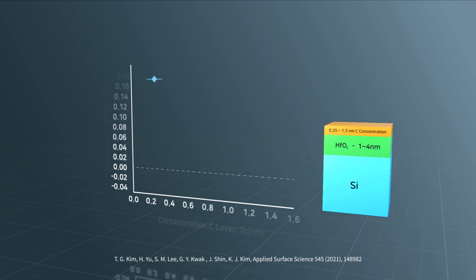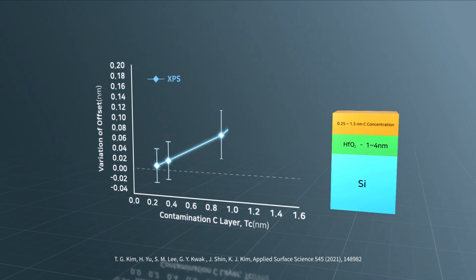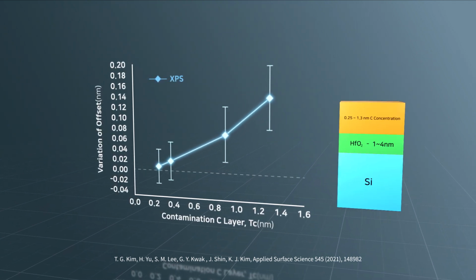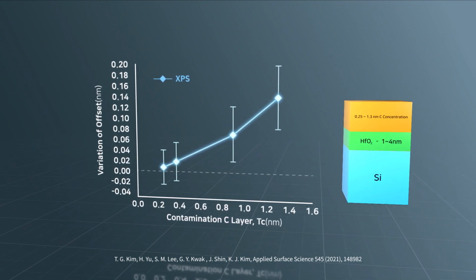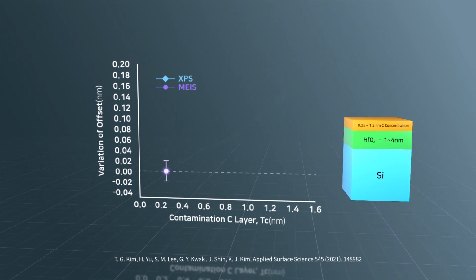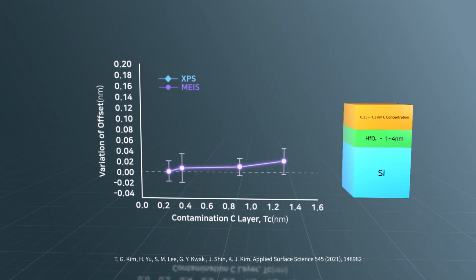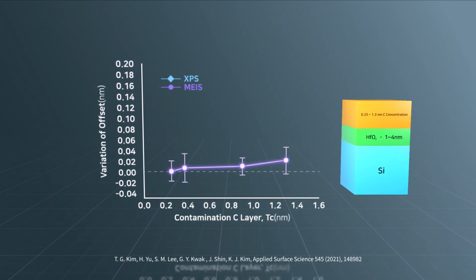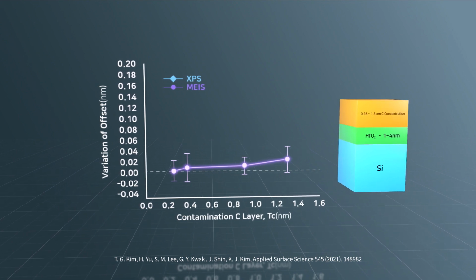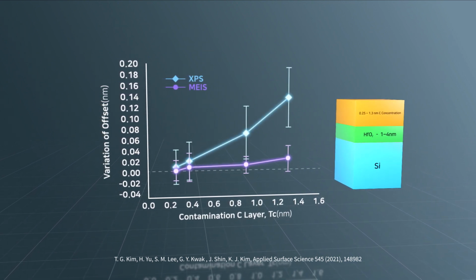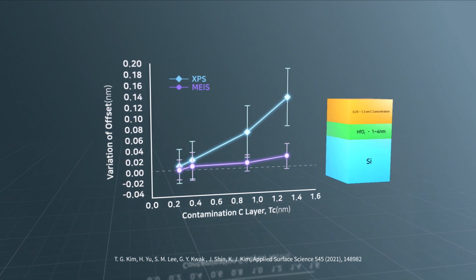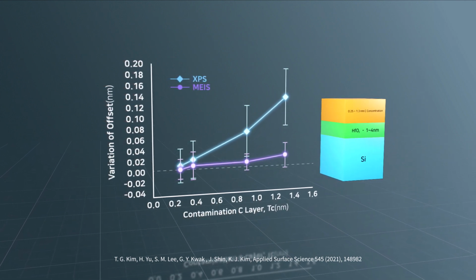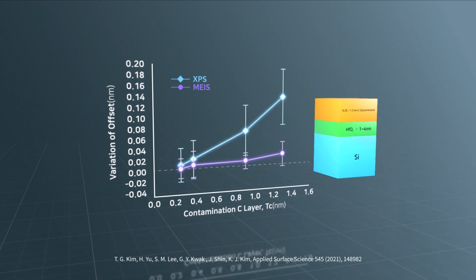The same experiment was performed using the XPS. The XPS results showed that zero cycle estimation results increased as the contamination layer thickness increased. Unlike XPS, MEIS had a zero cycle estimation result close to zero, irrespective of the thickness of the contamination layer. In conclusion, MEIS had better quantification characteristics than XPS when a surface contamination layer is present.